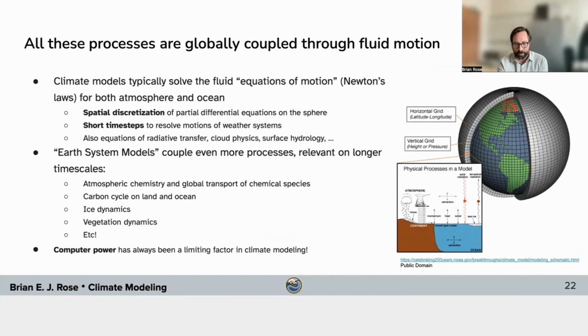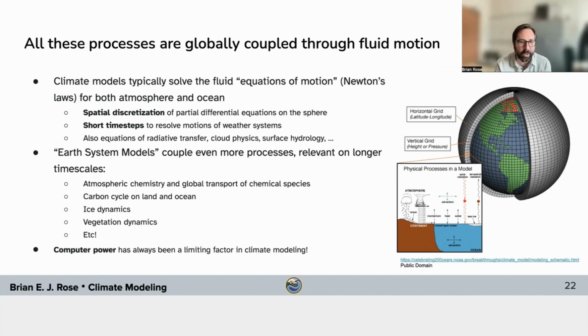All of these processes, all this complexity, is coupled to itself. And one of the great sources of complexity is the fact that all these processes exist in moving fluids. The atmosphere and the ocean are fluids that are moving all around the earth, and they're moving information around. And so a climate model typically has to solve the equations of motion for moving fluids on a sphere, in both the atmosphere and an ocean. And that involves discretizing not just in time, but in space. There's a schematic here of what it looks like if you take the Earth and chop it up into boxes. In some sense, that's what a climate model has to do in order to take the partial differential equations of fluid motion and solve them.